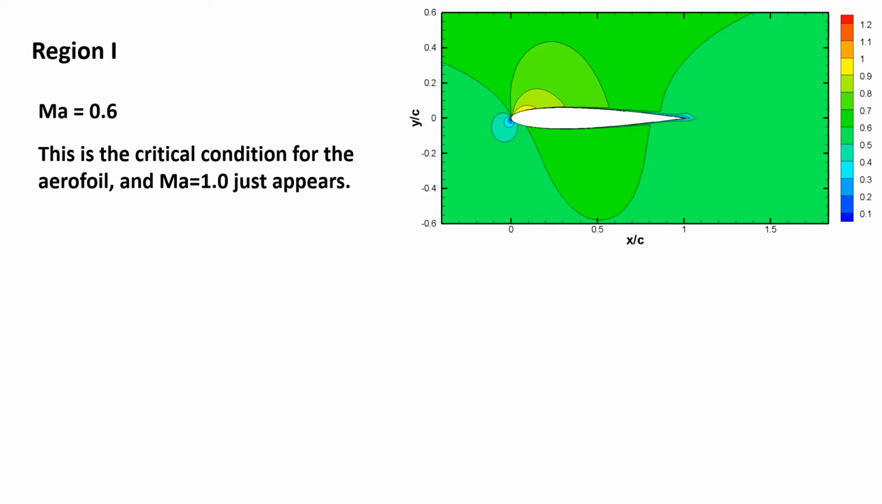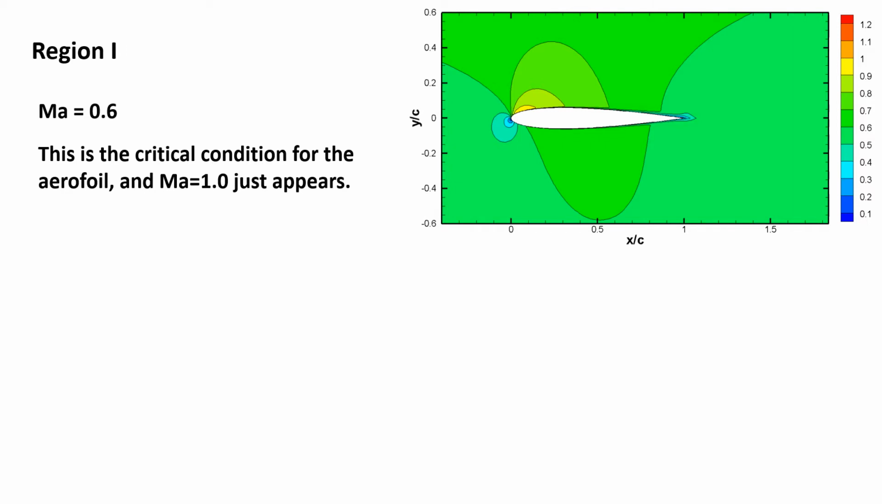Let's first see region 1, where the Mach number is from 0.3 to 0.6. I'm giving the Mach number contour for when the free stream Mach number is 0.6. I put this up because this Mach number is actually the critical Mach number: if we zoom in, we can find there's only a tiny region over the aerofoil surface that has Mach number 1.0. So we can define this as the critical Mach number.